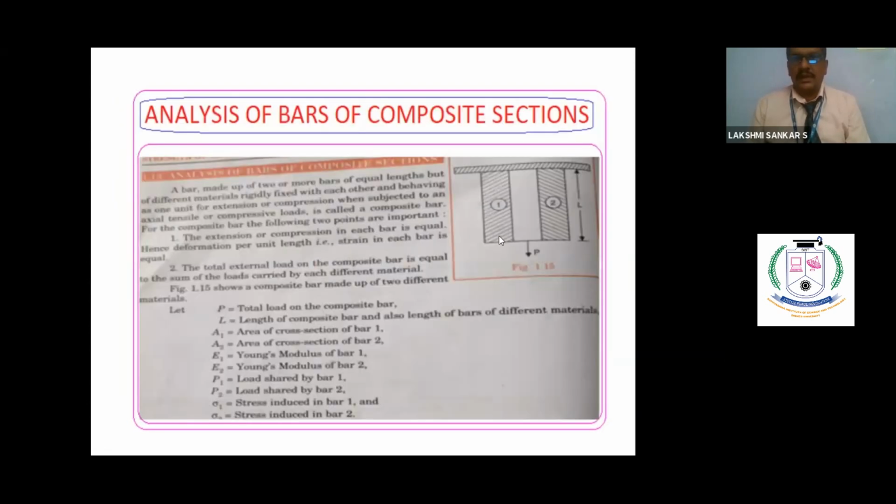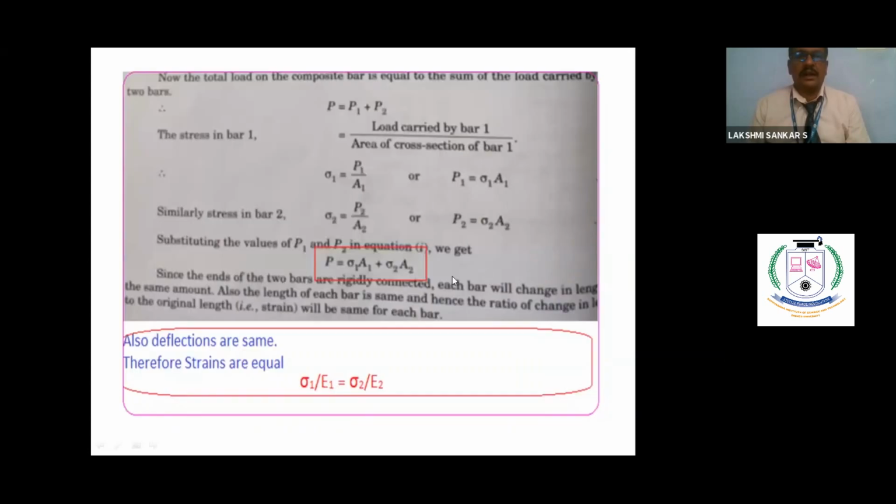Okay. So now what is the total load? P1 plus P2. What is P1? Say sigma 1 equal to P1 by A1. Therefore, P1 equal to sigma 1 into A1. Similarly, P2 equal to sigma 2 into A2. Therefore, P equal to P1 plus P2 will be sigma 1 A1 plus sigma 2 A2. This is one condition. What is the other condition? The deflections are the same, so the strains will be the same. What is strain? Change in length by original length. Original length is the same. When deflections are the same for both members, this extension will be equal to this extension, right or not? Therefore, definitely the strains will also be equal. That is, sigma 1 by E1 equal to sigma 2 by E2.